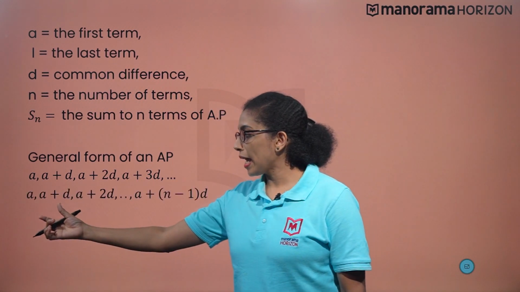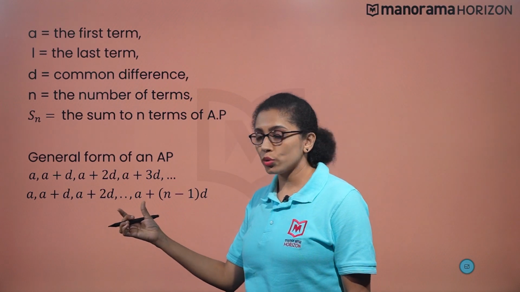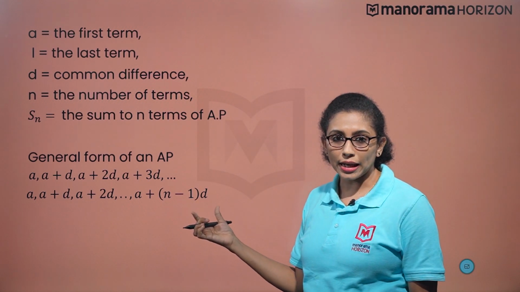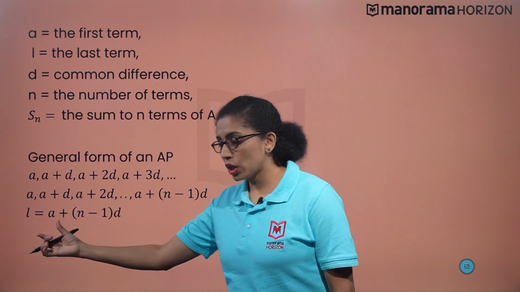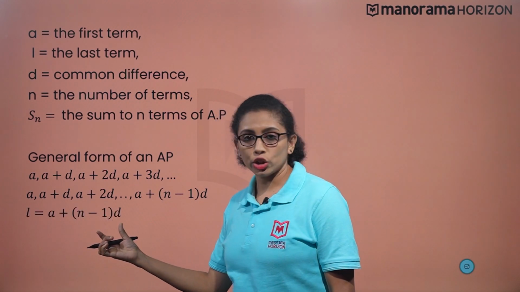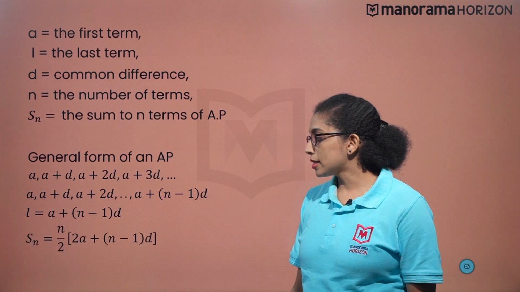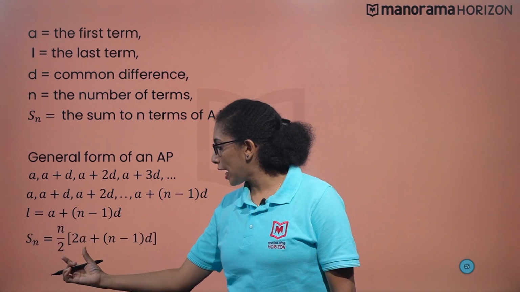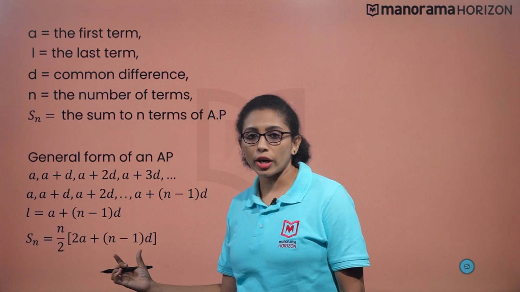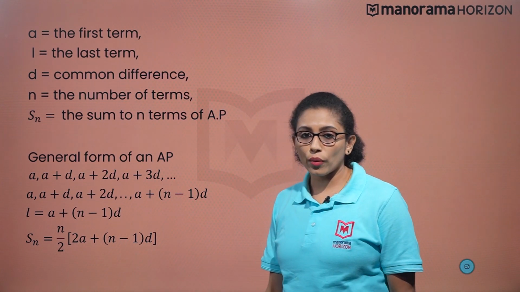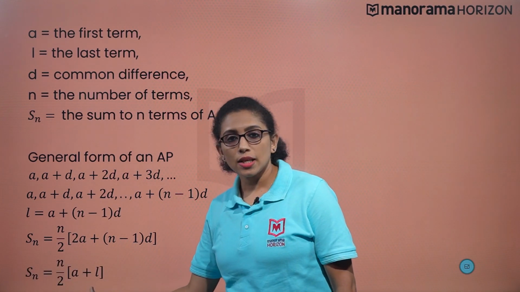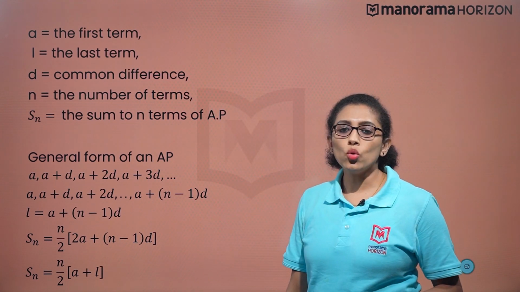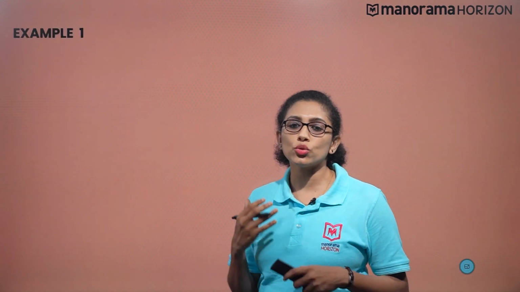Now, let a, a plus d, a plus 2d up to a plus (n minus 1) into d be an AP. Then, the last term l is equal to a plus (n minus 1) into d. Now, the sum to n terms of an AP is given by n by 2 into (2a plus (n minus 1) into d). We can also write this equation as n by 2 into (a plus l), that is, the first term plus the last term. Alright. Now, let us consider some examples to check the concepts that we have learned.